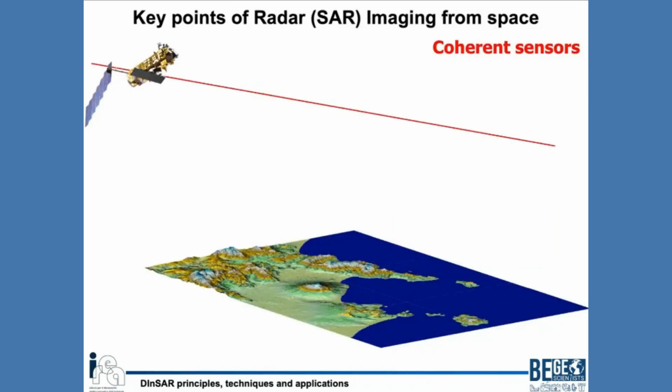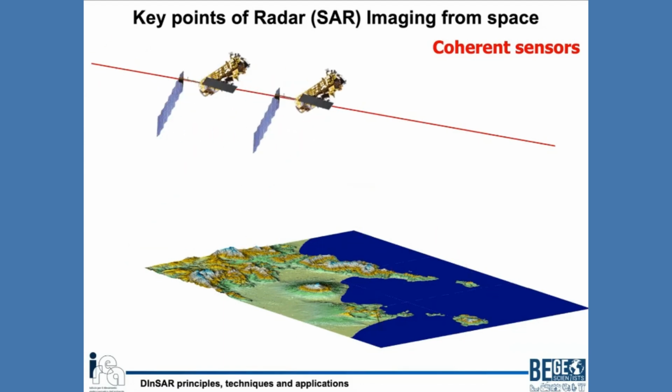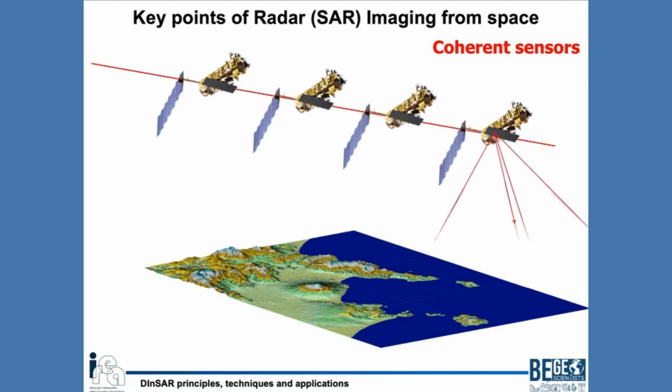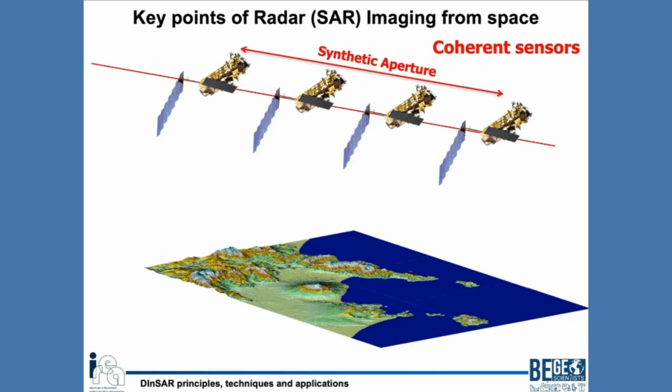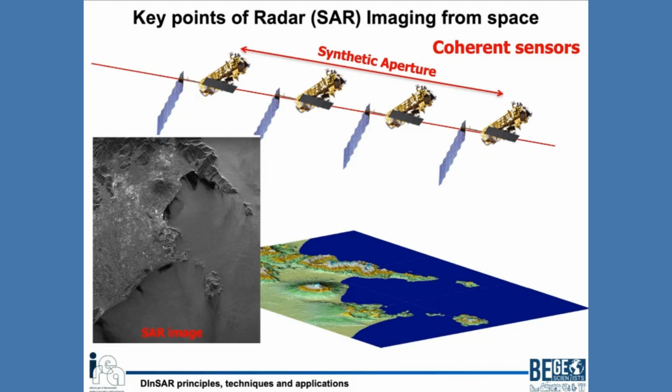So how does it work? With this slide, I show you just an example. You have a satellite moving along the orbit. The satellite with the antenna acquires different images of the same area along the path of the orbit. We generate the so-called synthetic aperture, synthetic antenna, and as you can see here, using the characteristic of the sensor that is a coherent sensor, that means that we exactly know the phase of the electromagnetic wave that we transmit on the ground, we are able to combine all this information to generate a radar image like this.